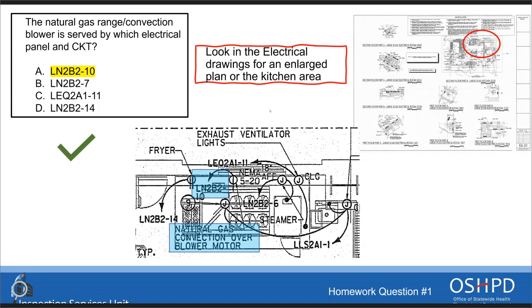So if anybody has any questions or would like to discuss this question, we can do that now before we move on to the second. I'll give you a few minutes. If I don't hear anything, then we'll just go ahead and move to the second question.